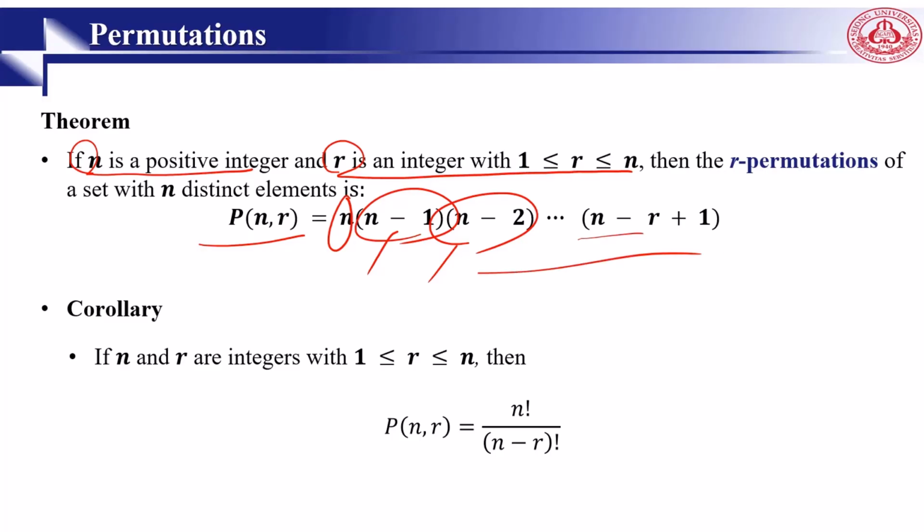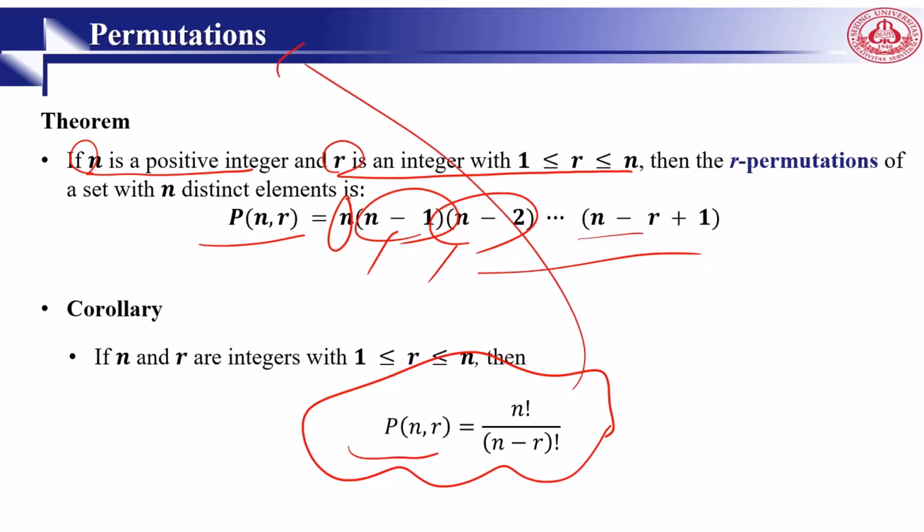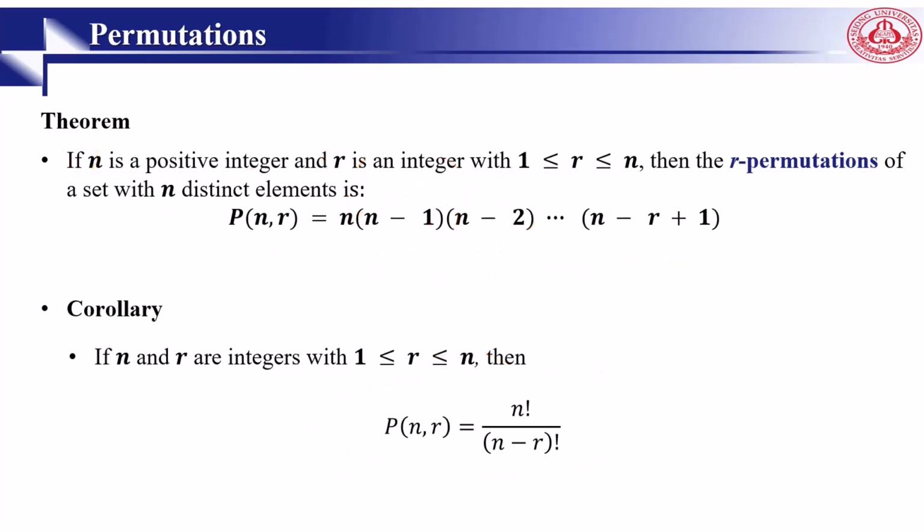Based on this, we have a corollary which says P(n, r) is equal to n factorial divided by (n − r) factorial. This is the equation for permutation: n factorial divided by (n − r) factorial.